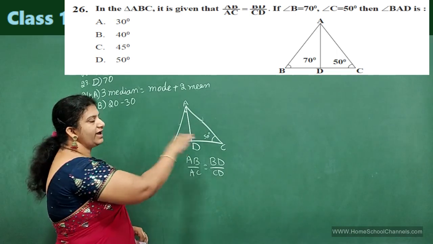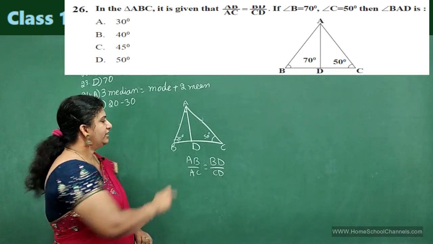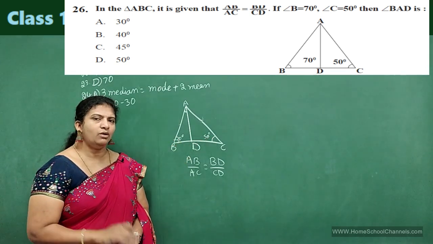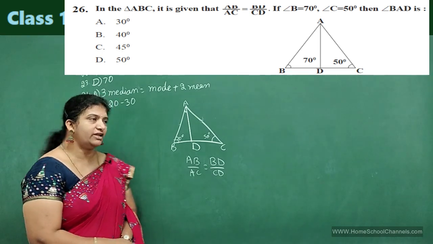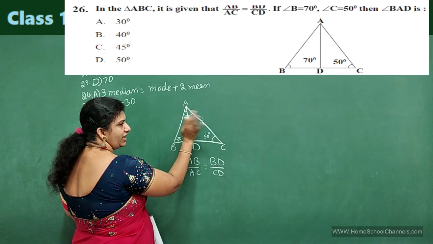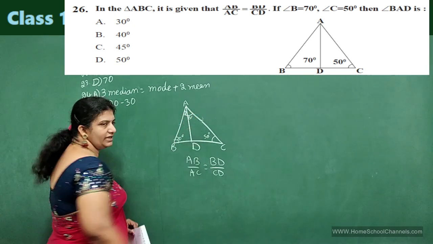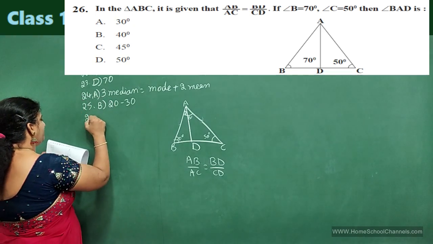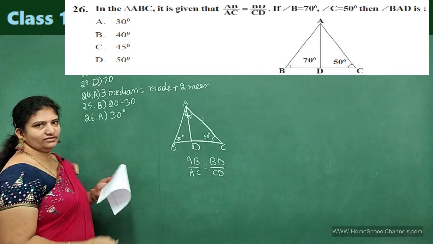Observe here, in a triangle, the sum of the interior angles will be 180 degrees. You know this angle 70, 50. 70 plus 50 will be 120. Total angle 180, 180 minus 120 will be 60 degrees. This angle is 60. But I don't want the full angle, I need only half. Half of it will be 30 degrees. See the option? Option A, 30 degrees is your answer.